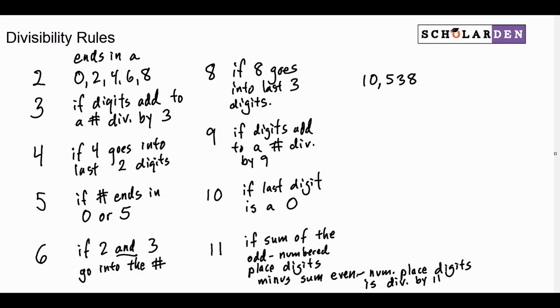10,538. So the odd numbered place digits are the first, the third, and the fifth. And then the even numbers are the second and the fourth. Those are the even numbered place digits. So we add the odd number. 1 and 5 is 6 and 8 is 14. And we subtract the sum of the even numbered place digits, 0 and 3, which is 3, and we get 11. And since 11 goes into 11, 11 also goes into this number. Pretty cool.